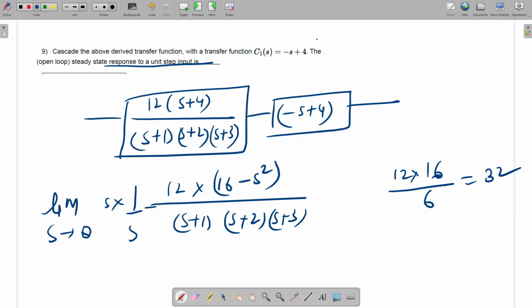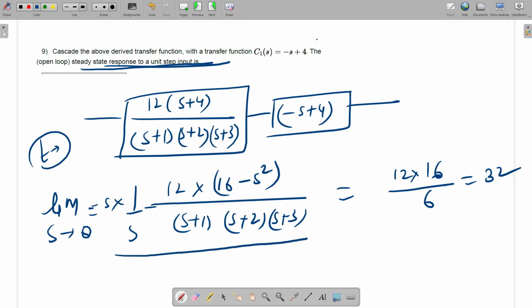We'll see in the MATLAB. So we are getting 32 as the final value. What will be the final value? For the steady state output, I have applied the final value theorem. t tends to infinity means s tends to 0. We know this formula, correct? So 12 into 16 divided by 6, 6 into 2, 16 into 2, 32. The same thing we'll see in the MATLAB.